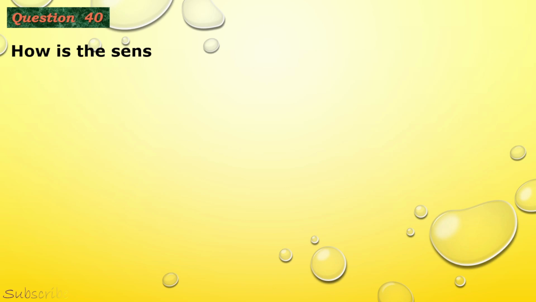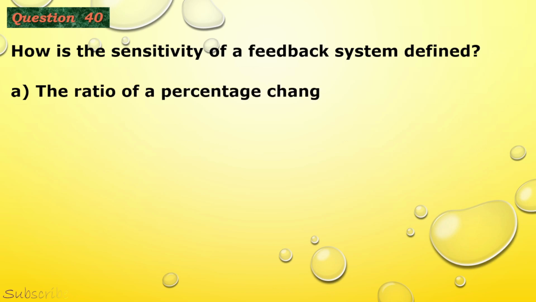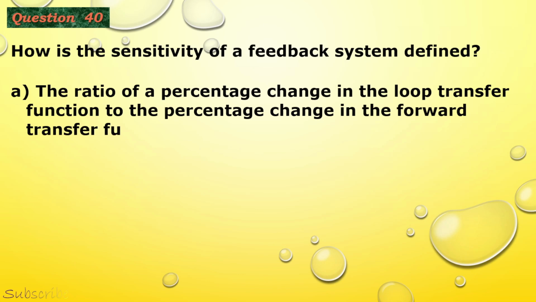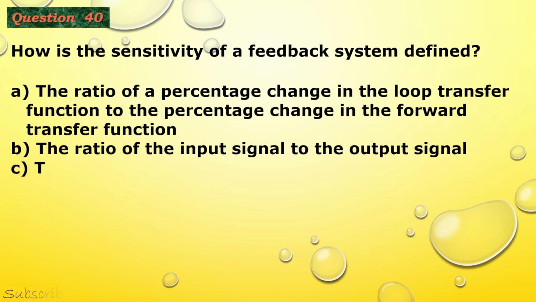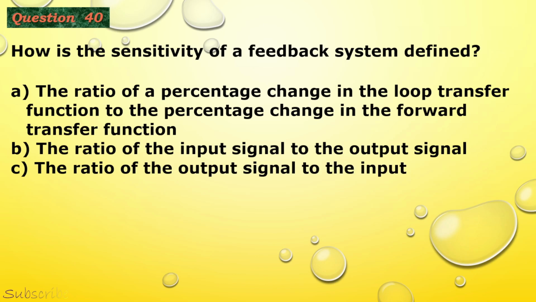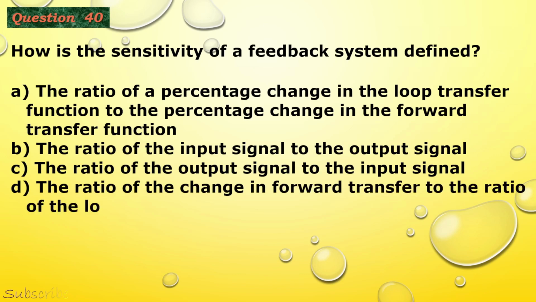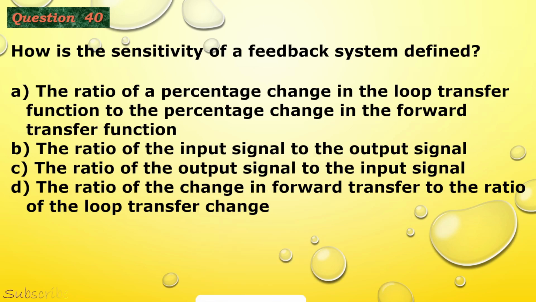Question number 40. How is the sensitivity of a feedback system defined? A. The ratio of a percentage change in the loop transfer function to the percentage change in the forward transfer function. B. The ratio of the input signal to the output signal. C. The ratio of the output signal to the input signal. D. The ratio of the change in forward transfer to the ratio of the loop transfer change. The correct answer is letter D, the ratio of the change in forward transfer to the ratio of the loop transfer change.